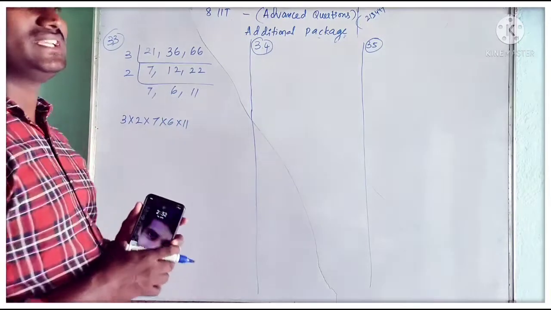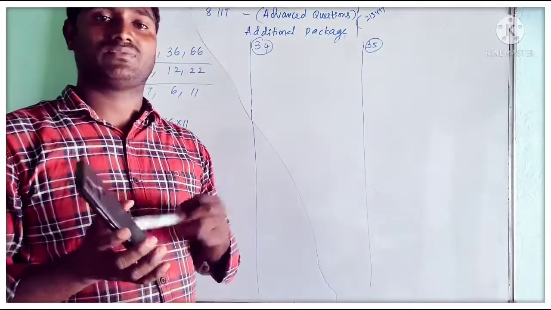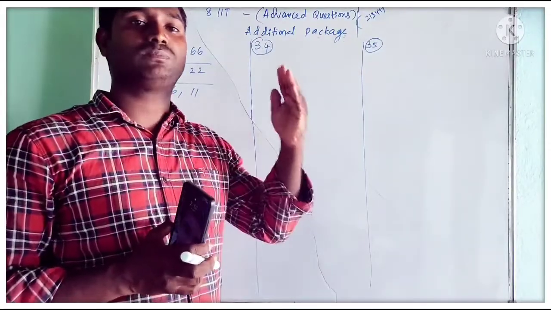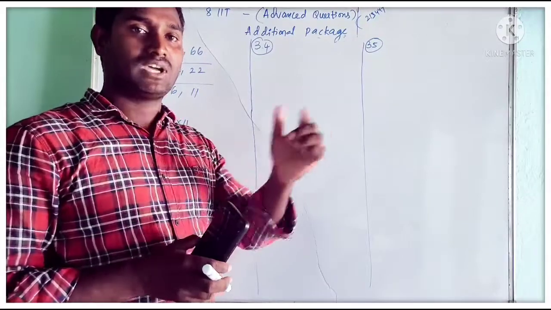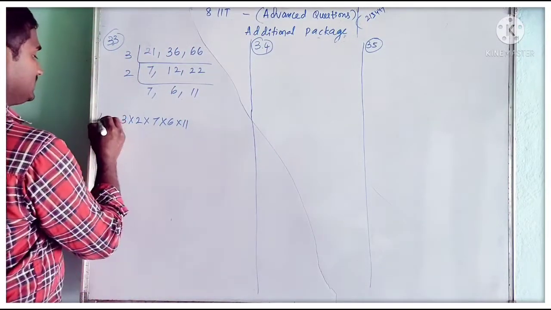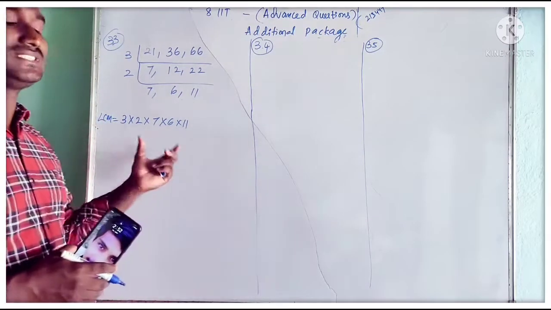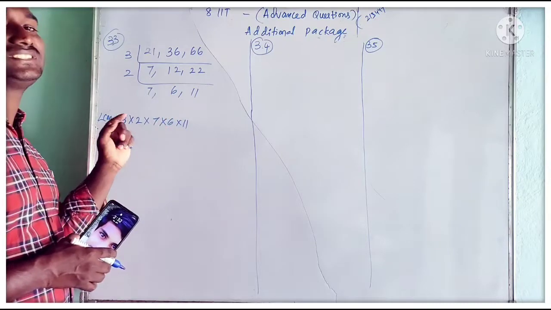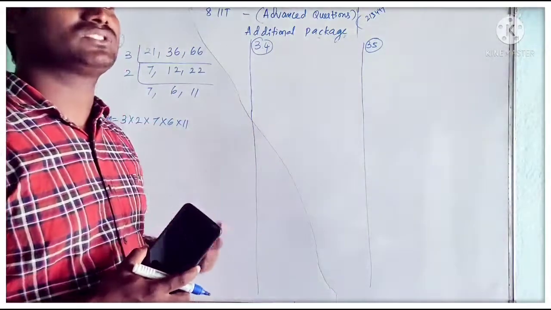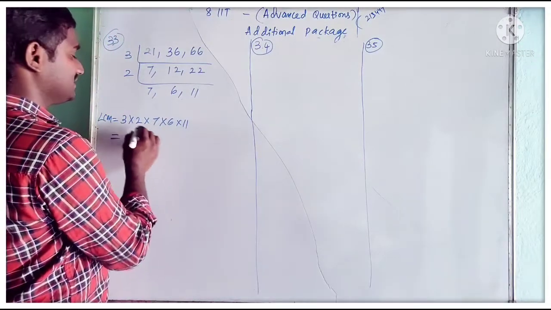So we know that for a perfect square number, the prime factorization should be in pairs. So I am writing this LCM. This is the required LCM. We need to multiply this, as a multiple of this LCM is the perfect square. So to find that perfect square number, here I am arranging this in pairs.